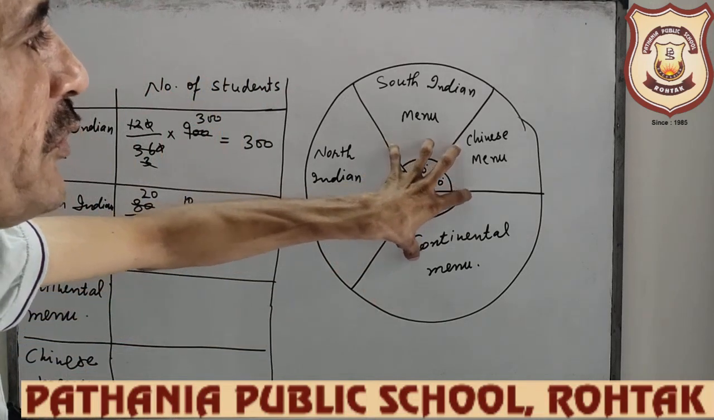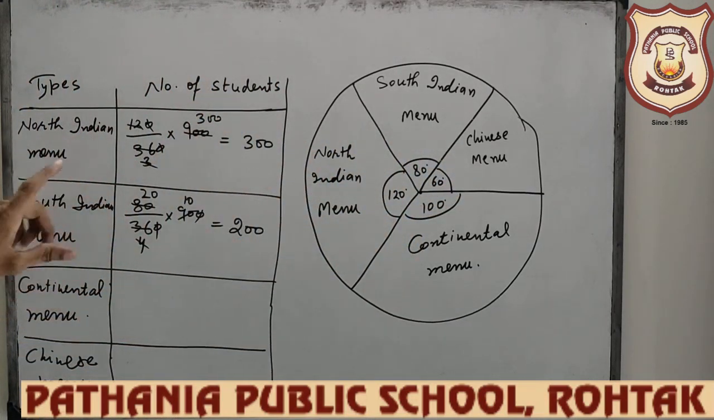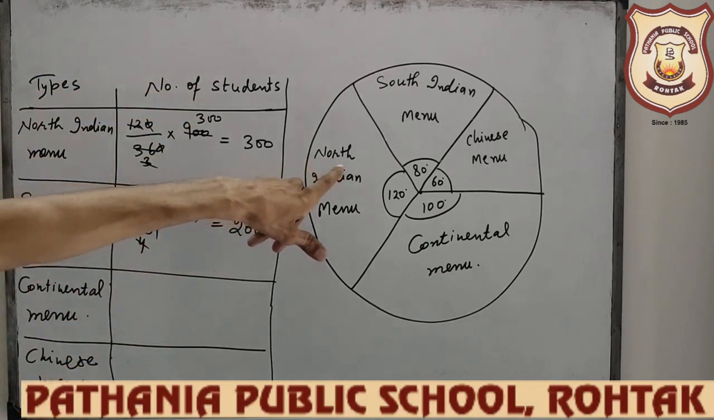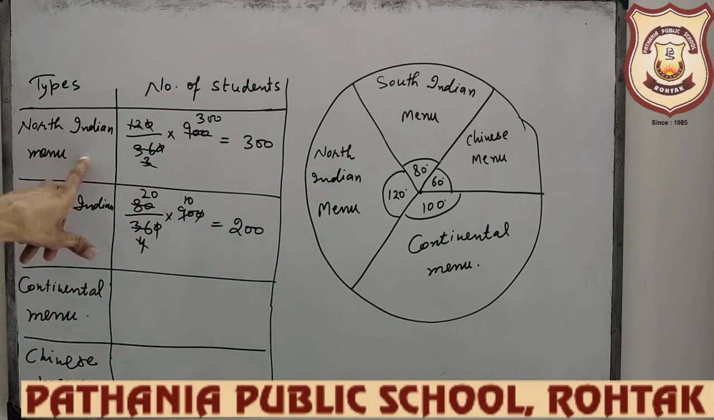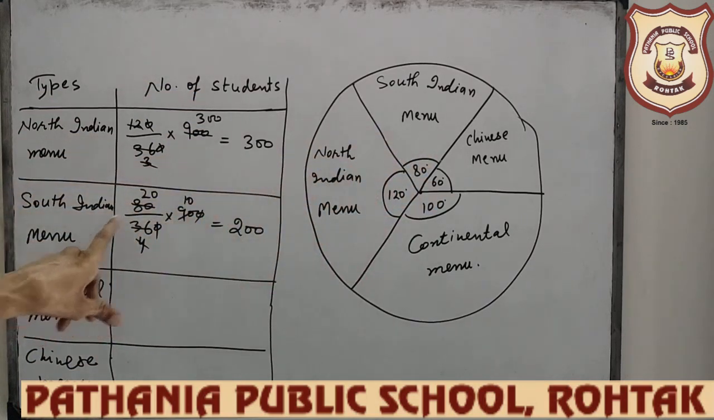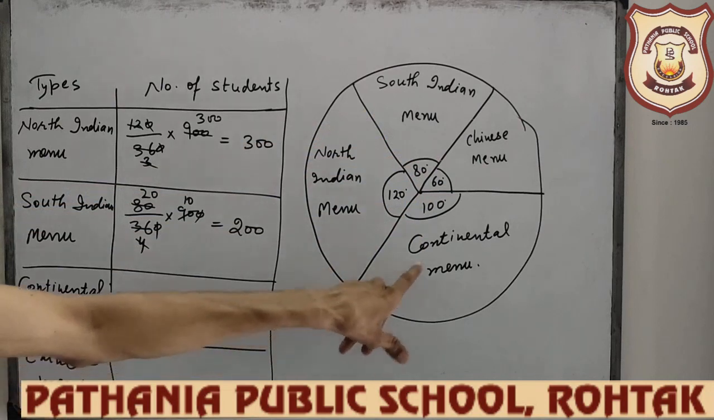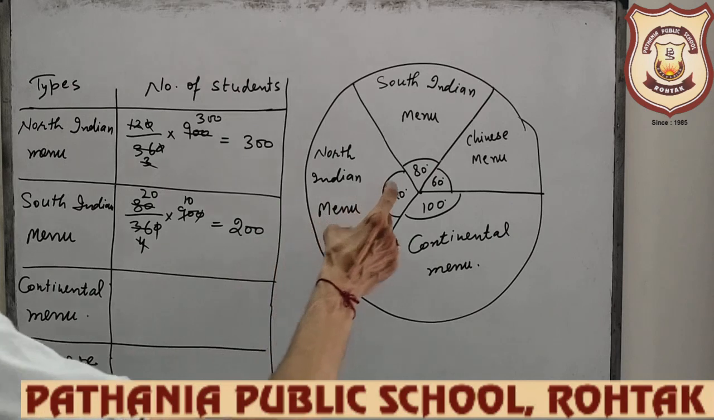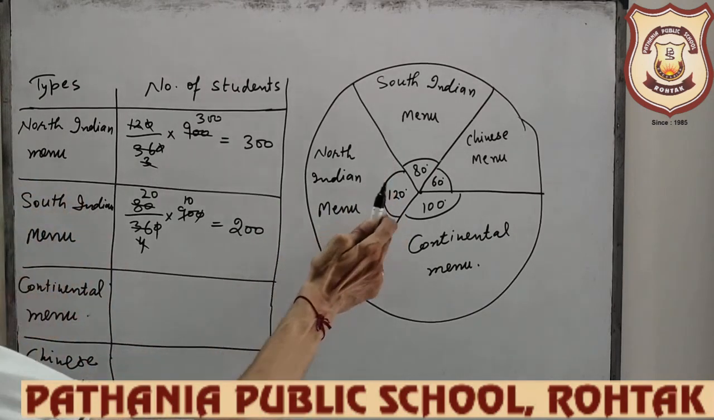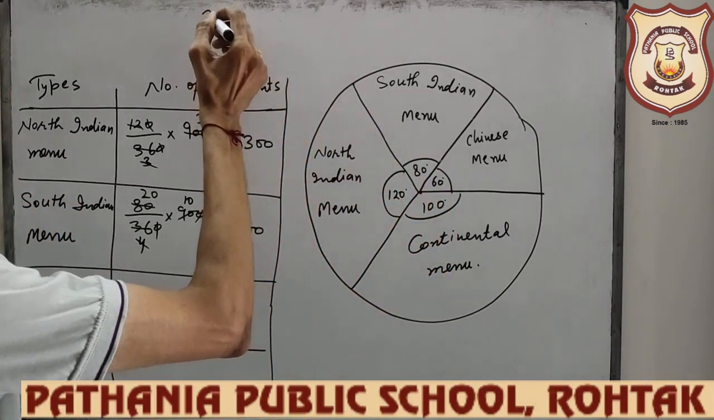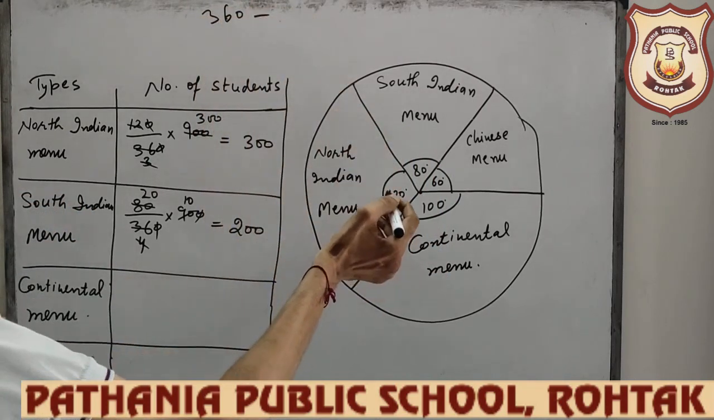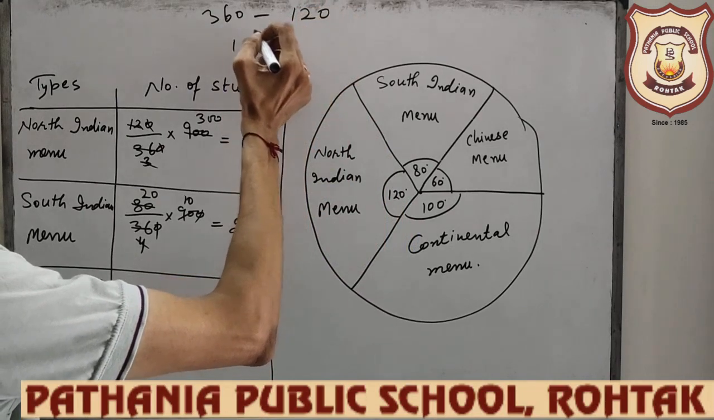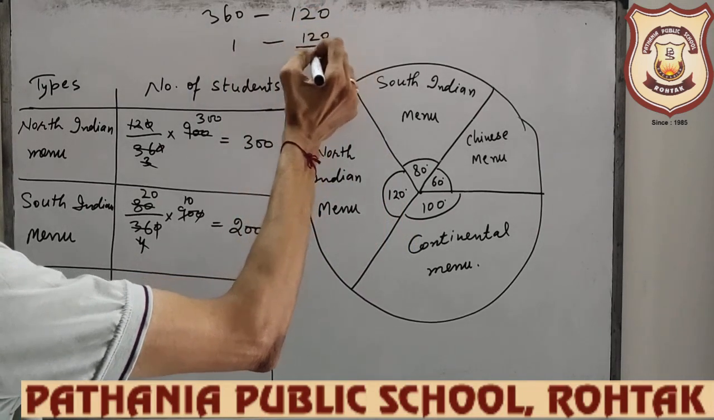First, what you have to do is write all this in the form of a table, with types of food and number of students. First I want to write North Indian menu. You can start from anywhere, then South Indian menu, then continental menu, and then Chinese menu. So how should we do it? North Indian is liked by 120 degree. The complete angle is 360. So out of 360, how many like North Indian? 120. Then 120 by 360.